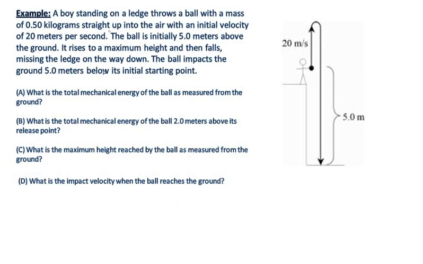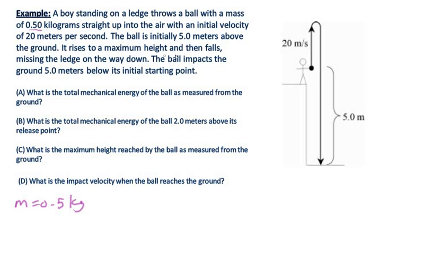This is an example of all the previous ideas. A boy standing on a ledge throws a ball with a mass of 0.5 kilograms. So the mass of the ball is 0.5 kilograms. Straight up into the air with an initial velocity of 20 meters per second. So the velocity at this point is 20 meters per second. The ball is initially 5 meters above the ground. The initial height of the ball is 5 meters.